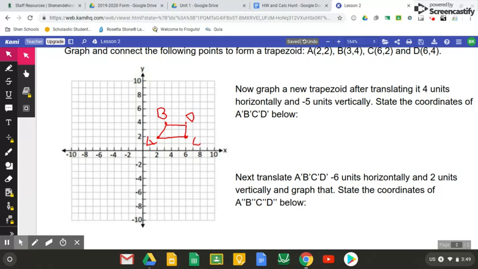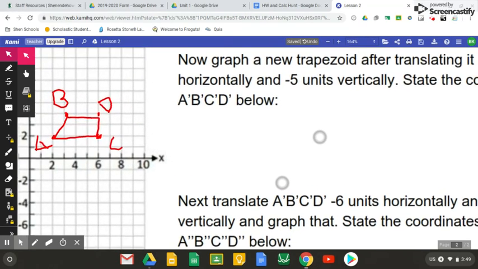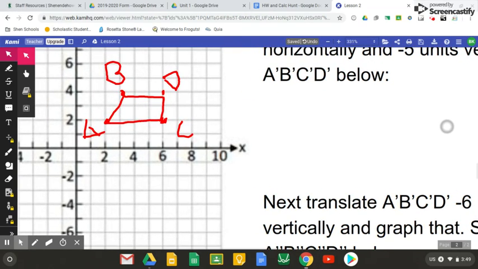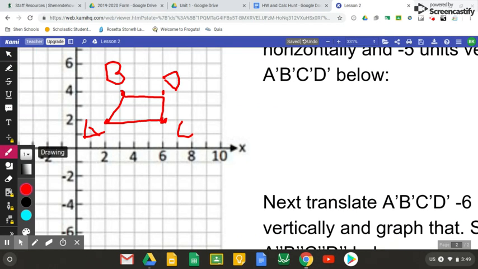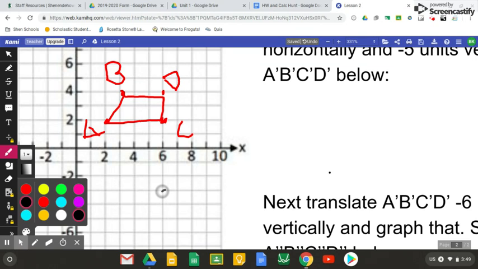State the coordinates. Okay, so I've got to go 4 units. I'll use a different color. All right, so 4 units horizontally, -5 vertically. So 4 to the right. I go to A and I go over 1, 2, 3, 4, and then I go down 1, 2, 3, 4, 5. Should be right here. That point is going to be A prime.